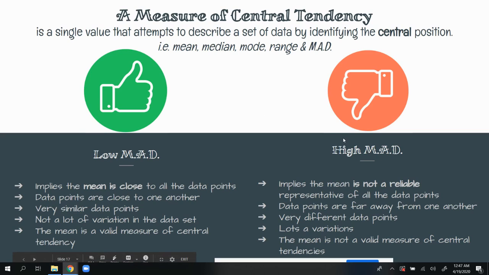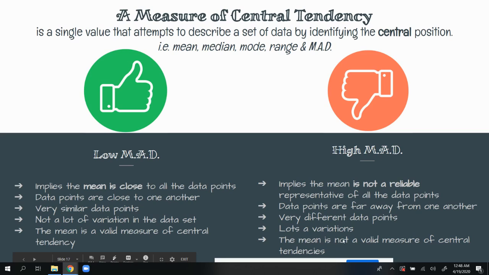Now, when we look at a high MAD, this implies that the mean isn't a reliable representation of all the data points. So think back to our MAD of 551. That's a really big number. There's a lot of variations. That tells me the data points are really far away from each other. Tells me that there's very different data points. There's many variations. There could be numbers that were really high and numbers that were really low.